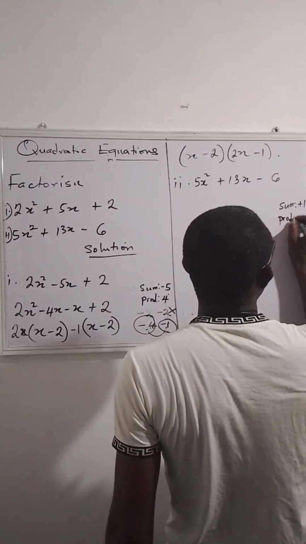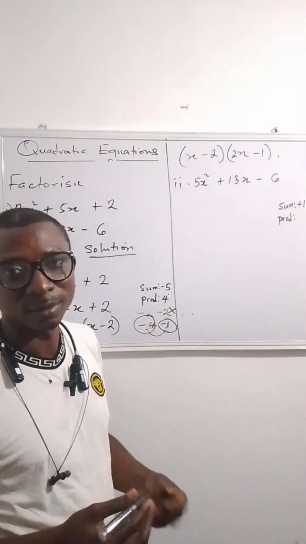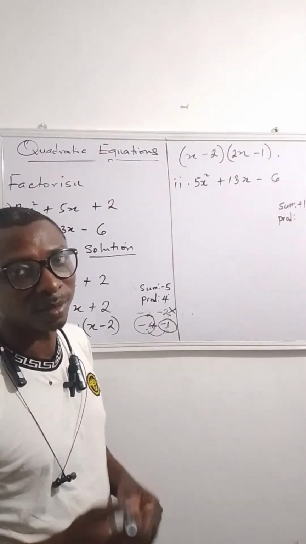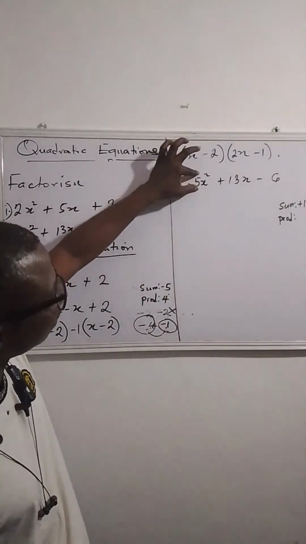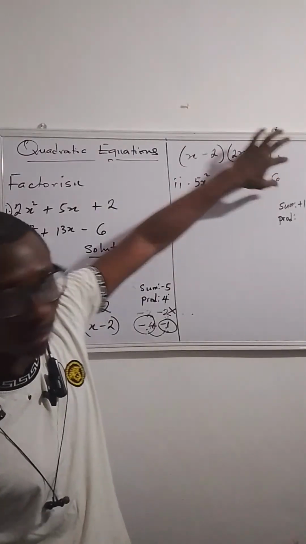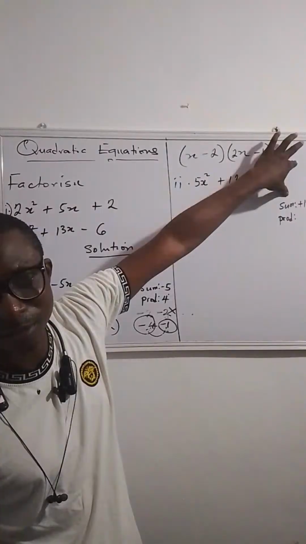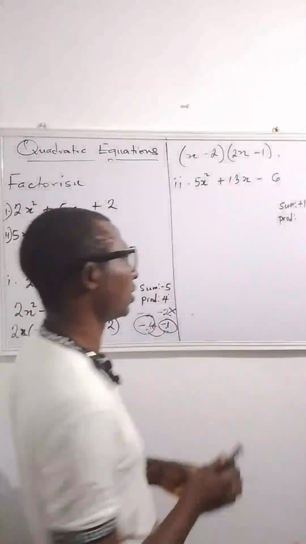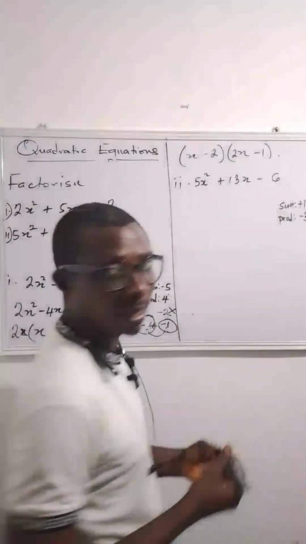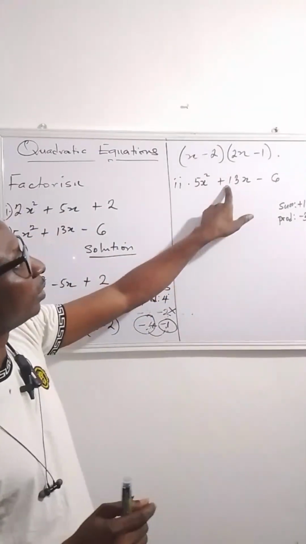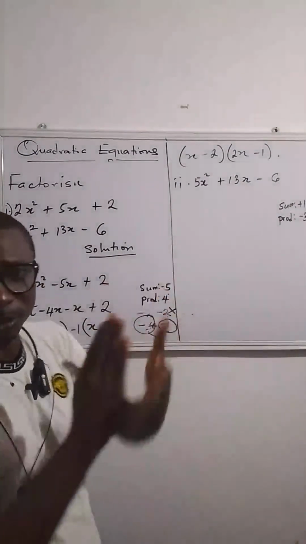So what is going to be the product? What is the product? Yes, that is what? Minus 30. So you just use the coefficient here to multiply what we have here. 5 times minus 6, so you have minus 30. All right, don't forget, our objective is to divide this into two parts. 13x, we want to cut it into two parts.